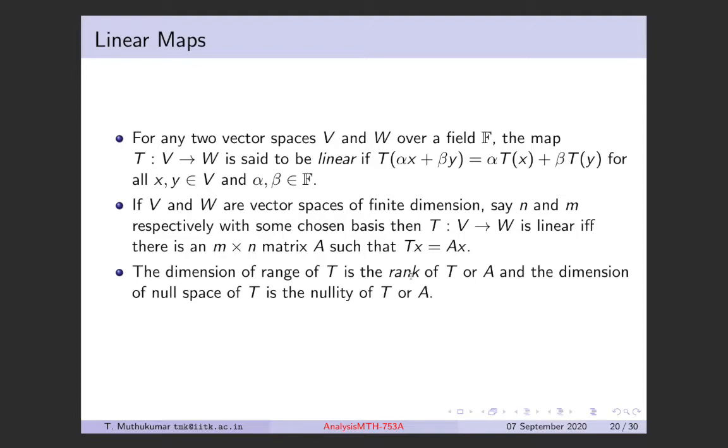and the dimension of the range of T is called the rank of T, and the dimension of the null space of T is called the nullity of T or nullity of A. And the rank and nullity theorem tells you that the dimension of V is the sum of the rank of T and the nullity of T. In fact, in linear algebra, you learn all these things finally as a need or as an attempt to solve a system of linear equations.